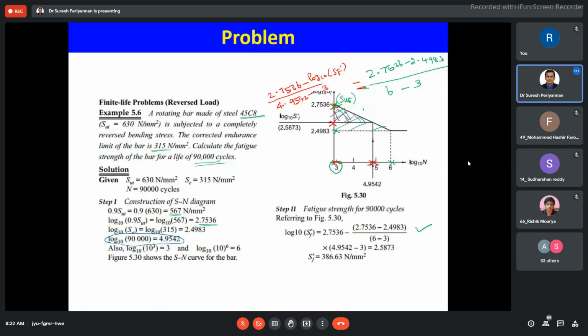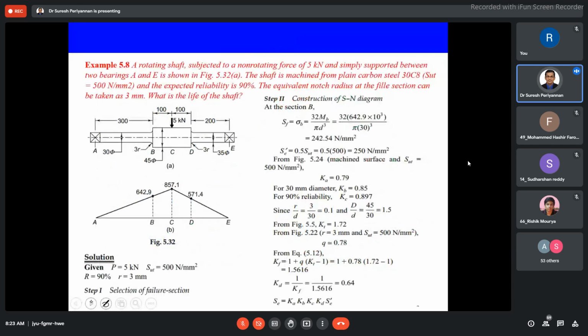Simplify this equation, you are going to get this. Now the SF, finally we are obtaining this value: 386.363 Newton per mm squared. When the component is subjected to 90,000 cycles, during that time the component is involved in this stress amplitude. So this is a finite life problem for reversed load. We may go for the next problem.